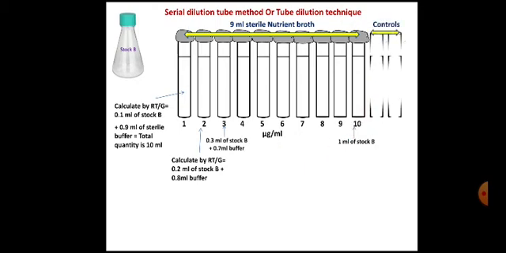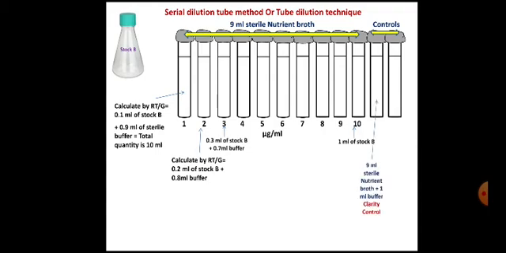Now we'll be having 2 more tubes along with this. These tubes will be called as controls. What are these controls? We want to compare the result of this with control. One will be positive control, another will be negative control. Now see, this is one control in which there is 9 ml of sterile nutrient broth plus 1 ml of sterile phosphate buffer.